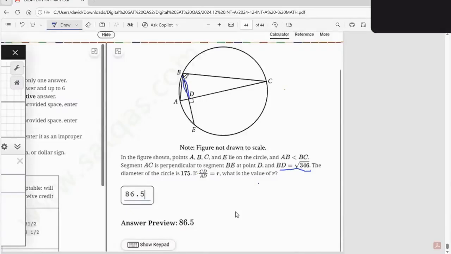Let's go ahead and label that here. So this is BE. And that part is equal to square root of 346. And they also give us the diameter of the circle. They tell us that the diameter is 175. So we want to divide this by 2 to get the radius.